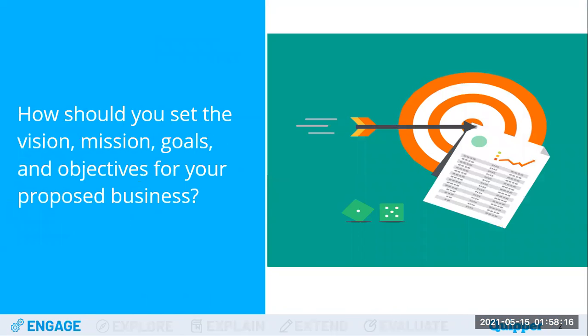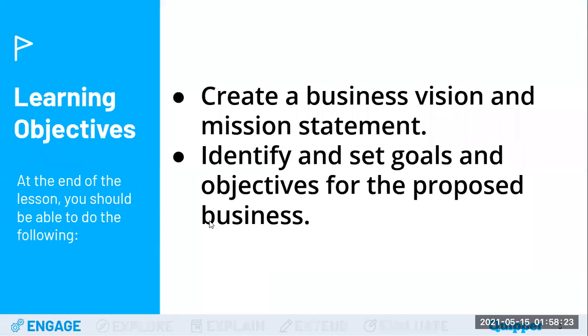First, how should you set the vision, mission, goals, and objectives for your proposed business? This is just a review, or a realization of whether what we did with our mission and vision was right. At the end of this lesson, we should be able to create a business vision and mission statement. Next is to identify and set goals and objectives for the proposed business.